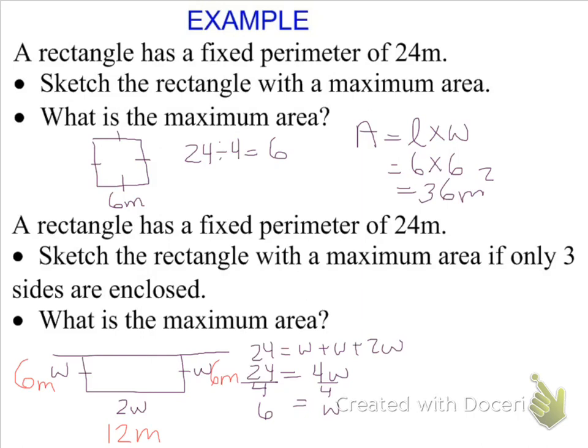And the area then of this shape, it's going to be length times width again, same formula. Area equals length times width. Substitute, length is 12 times the width is 6. That's an area of 72 meters squared. Much larger, in fact double the size, just by enclosing on 3 sides instead of 4.